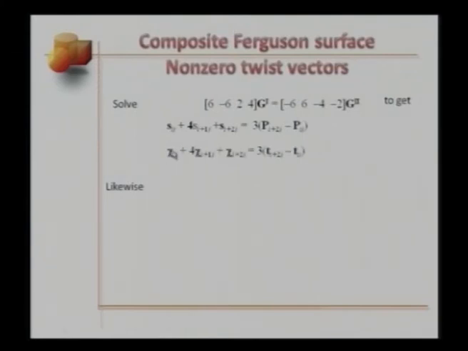We will have another equation coming out from this relation, and that would be in terms of the twist vectors, chi ij plus 4 chi I plus 1j plus chi I plus 2j equals 3 t I plus 2j minus tij. The right-hand side corresponds to the slopes along the v direction. Let us name these equations A and B. And these equations are for index I going from 0 to m minus 2 for a fixed index j.